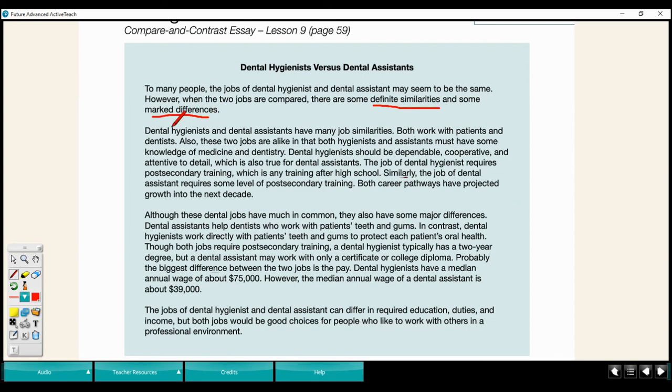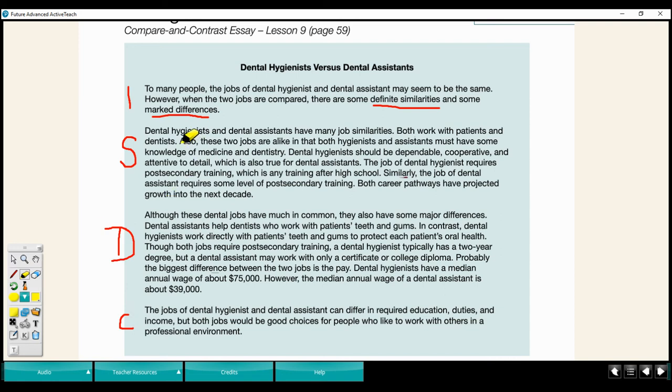And so here, because the writer mentions similarities first and differences second, we can assume that in this paragraph, the writer is going to focus on similarities. So I put an S there. And here, the writer is going to focus on the differences between the 2 jobs. And then this is the conclusion. And so in this short essay, we have I for introduction, a paragraph S, similarities, paragraph D for differences, and paragraph C for a conclusion.